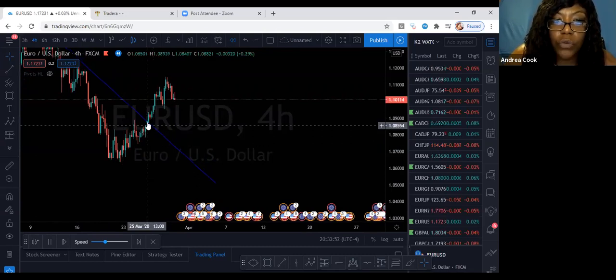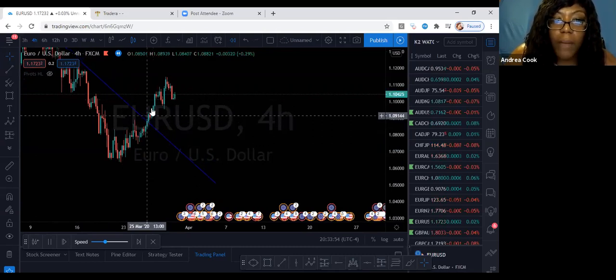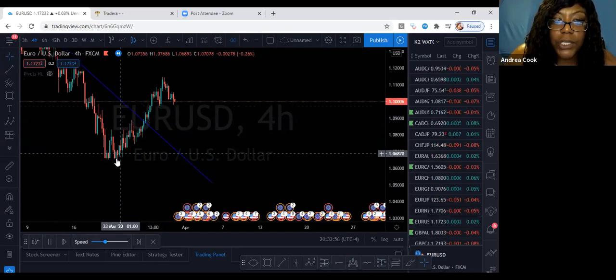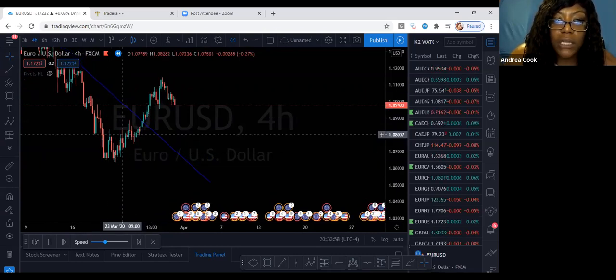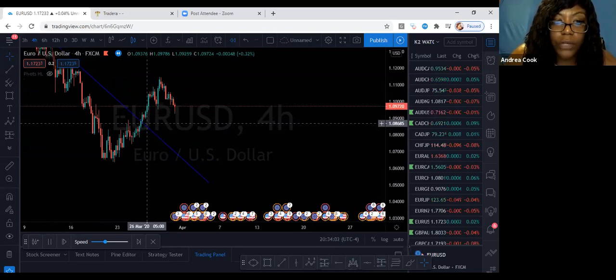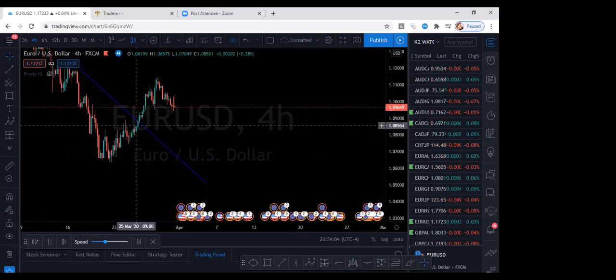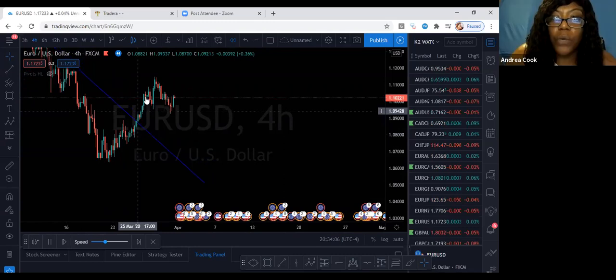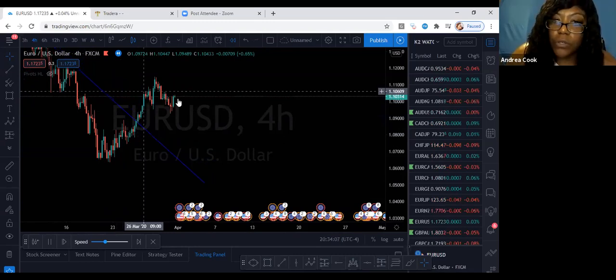I would have, as soon as it got up here, I would have exited out. But actually, just knowing how to read these candles, I would have been out of this trade before then. But you will learn that later. But once it broke it, now we know that we are in bearish territory.